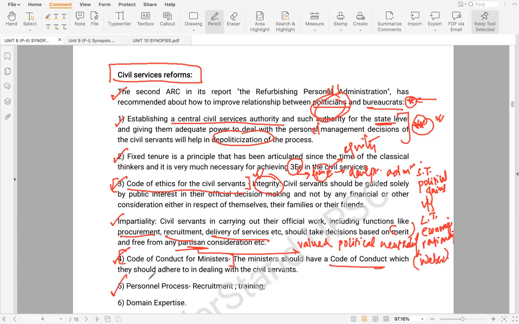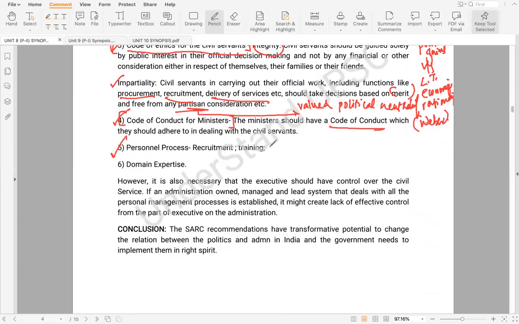You need to bring about reforms in the personnel process. As such, you need reforms in recruitment, training. You can pick up one line from there. Best solutions: you need domain expertise. You need functional expertise. And this was given by the second ARC. It's basically a functional domain expertise that you need. Please do mention the second ARC as well, because it's a direct thing that you've picked up from there.